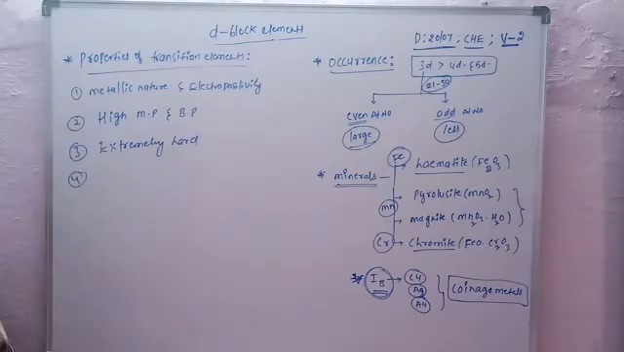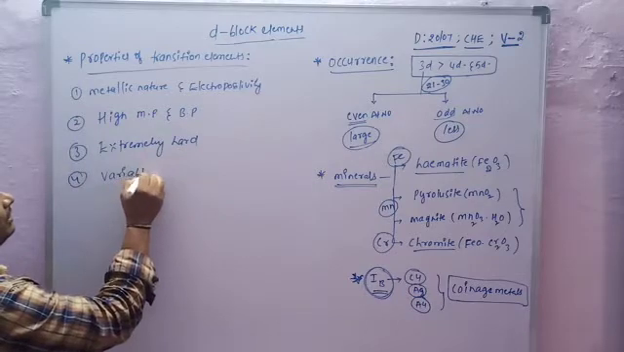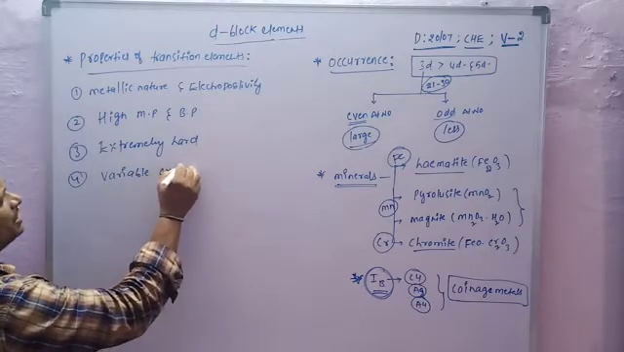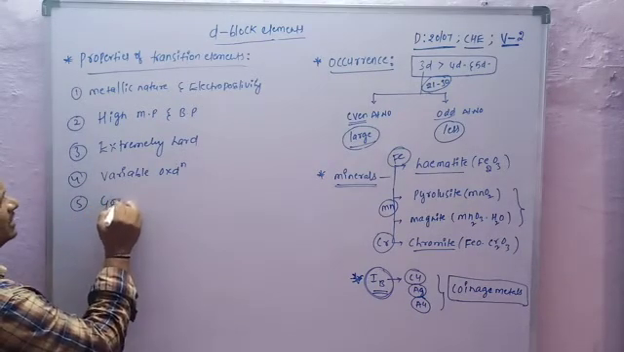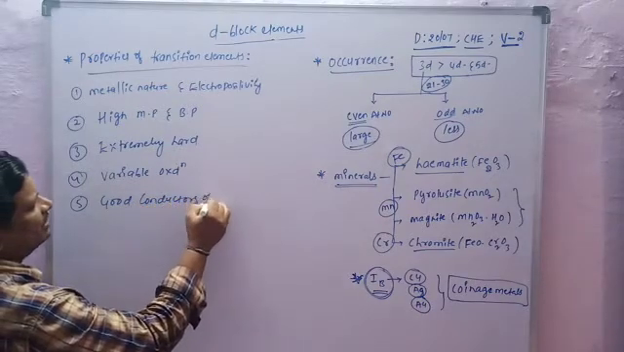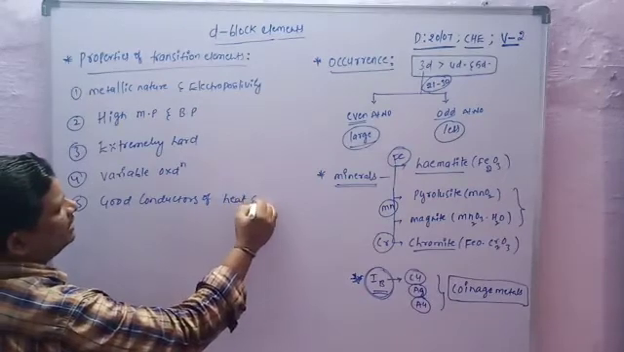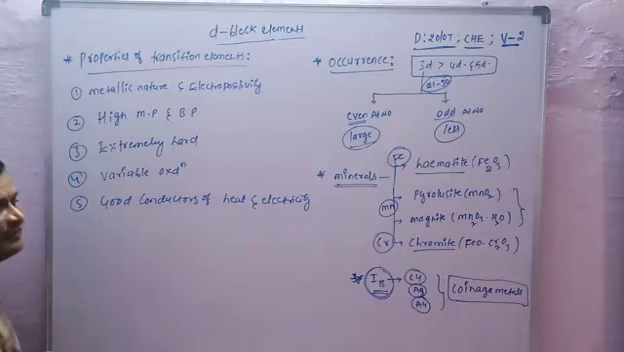The fourth one is that d-block elements show variable oxidation numbers. The fifth one is that transition elements are good conductors of heat and electricity.